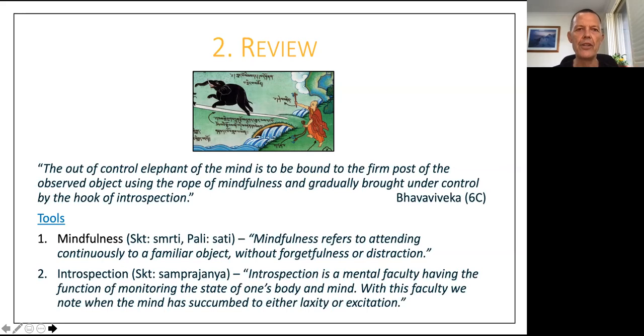Together with that, we need a second tool, quality control, to monitor that mindfulness. That's the job of introspection. Introspection is monitoring the mindfulness, noticing if our mind is becoming dull or distracted, and then fixing that accordingly. And we'll look at those two imbalances of laxity and excitation a little bit later in this session. So these are the two main tools we use in shamatha: the rope of mindfulness and the hook of introspection, to hook the mind back when we notice we've become dull or distracted.